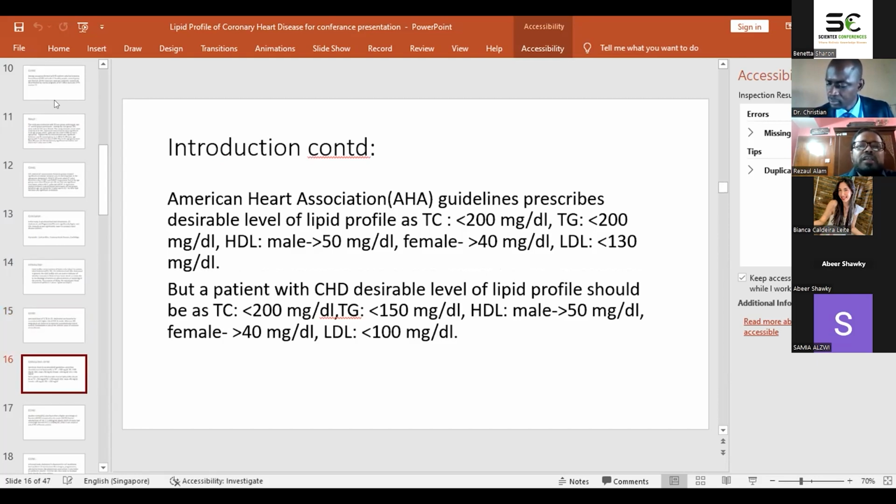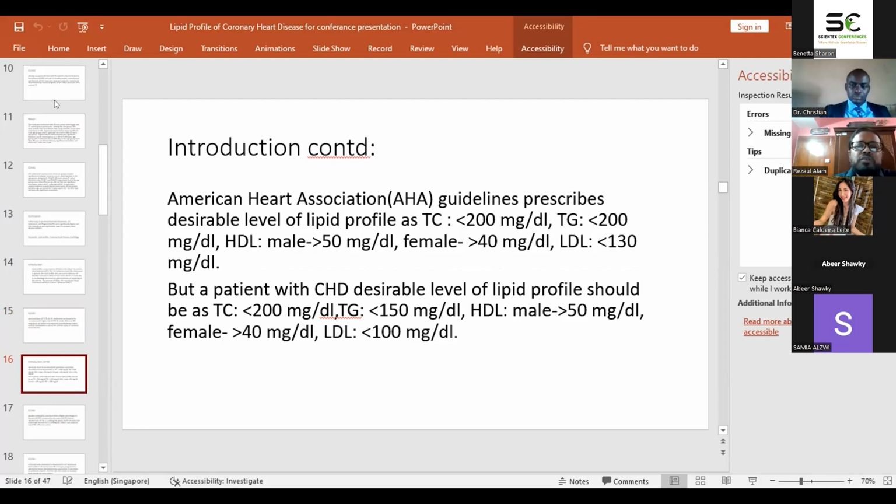Introduction. American Heart Association guidelines prescribe desirable levels of lipid profile as: total cholesterol should be less than 200 mg per dL, triglyceride should be less than 200 mg per dL, HDL cholesterol in males should be more than 50 mg per dL, in females it should be more than 40 mg per dL, and the LDL cholesterol should be less than 130 mg per dL.